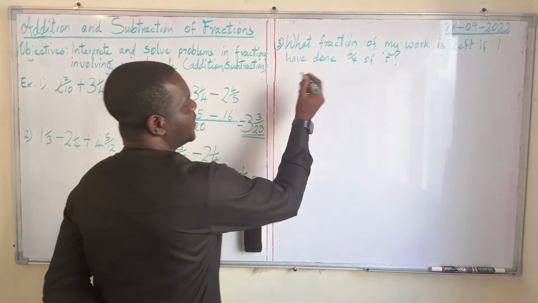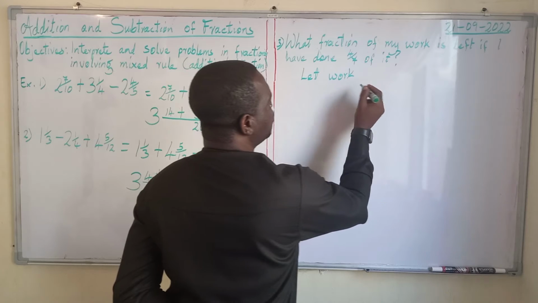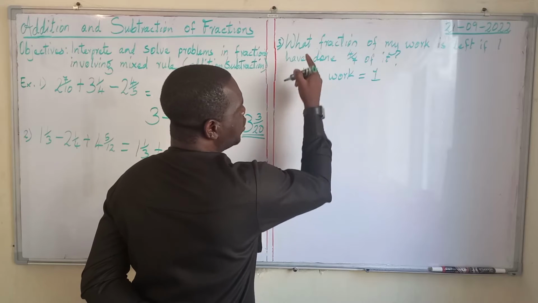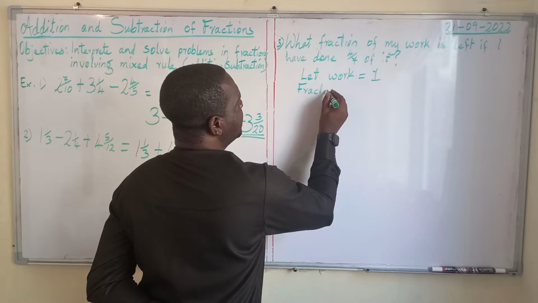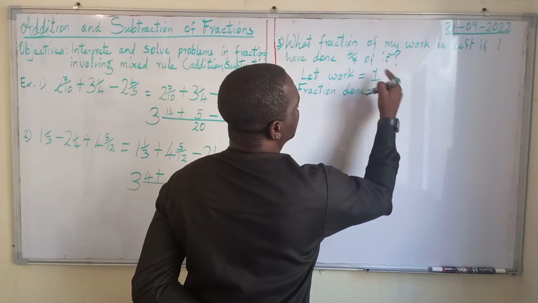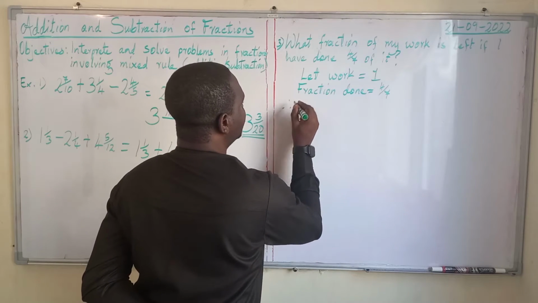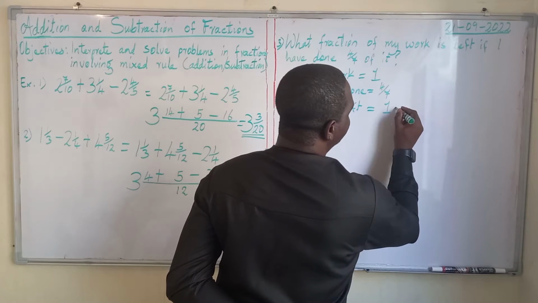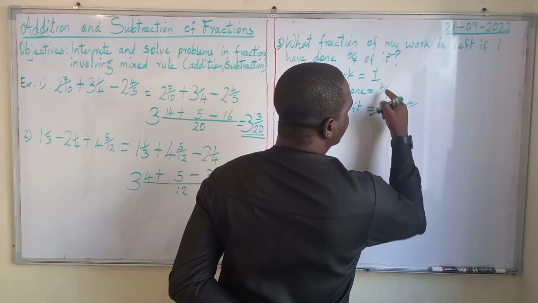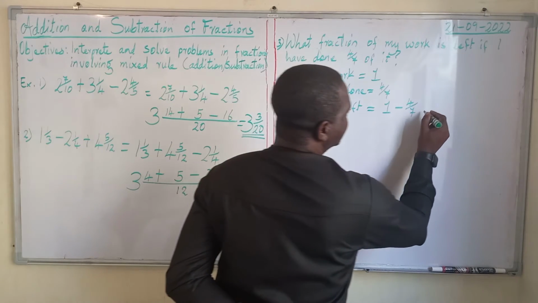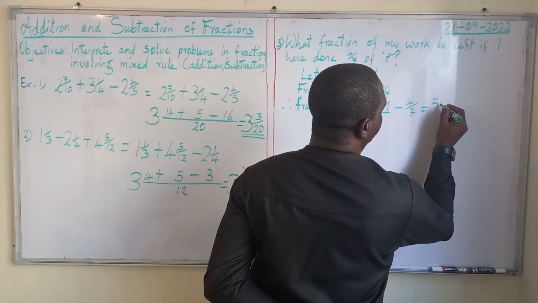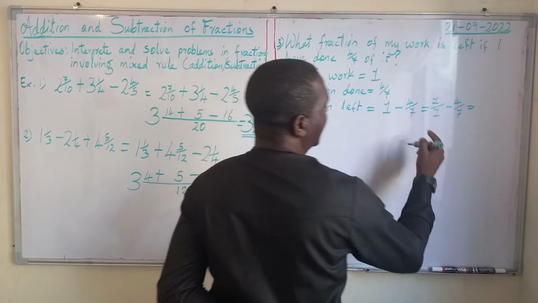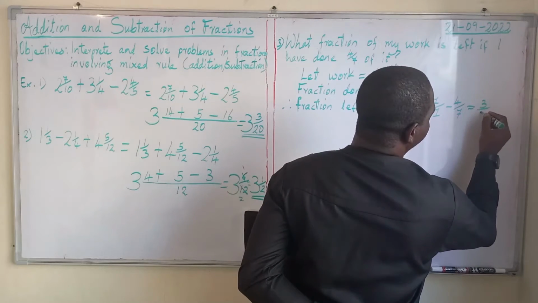Follow the steps. First, you assume, that is, let total work be equal to 1. Then we know the fraction done, so you identify fraction done, which is equal to 4/7. Therefore, fraction left will be equal to the total work that you had minus work that is done, and the work that is done is 4/7. This is the same as, if you want to put it all in fraction form, 1 all over 1 minus 4 all over 7. And this will be equal to 3 over 7.